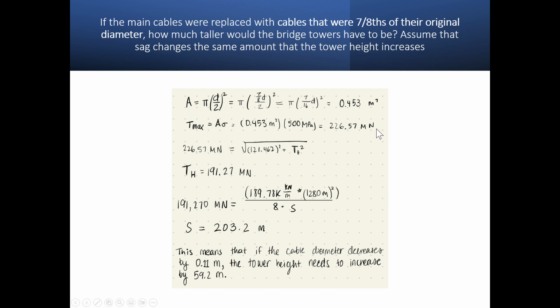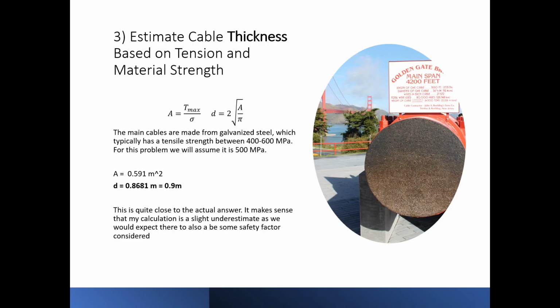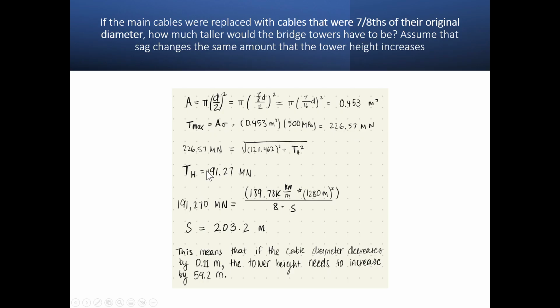226.57 meganewtons. And then I found that the horizontal tension would then be slightly lower at 191.27 meganewtons. And then from that we can find the new spanning distance, which is 203.2 meters, which is 59.2 meters higher than before. So you can see that a small change in the diameter will really increase the sagging distance. Thank you.